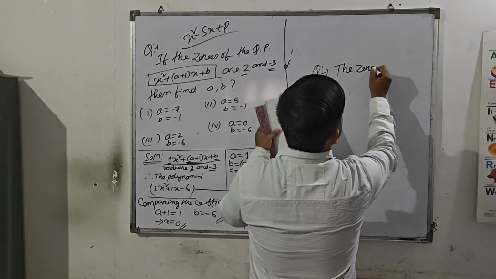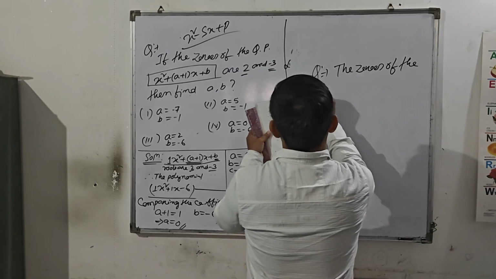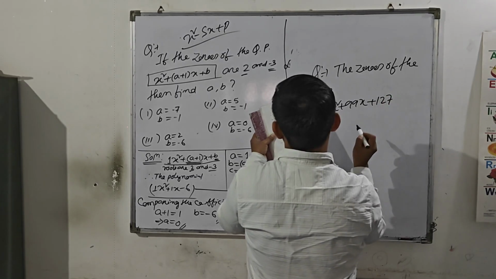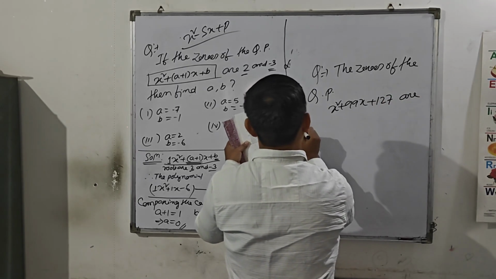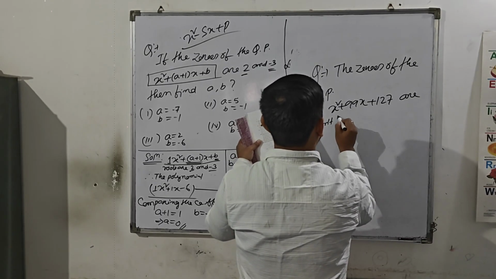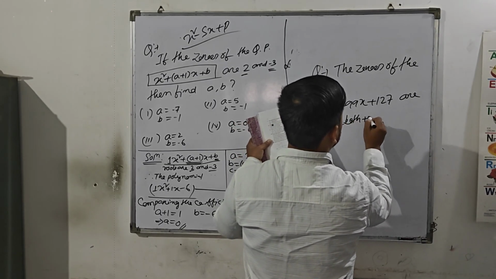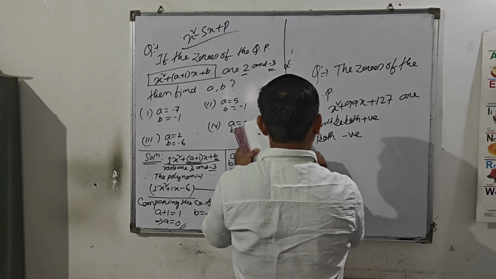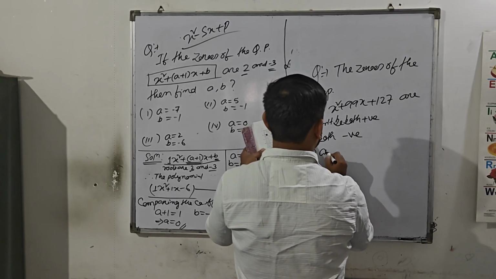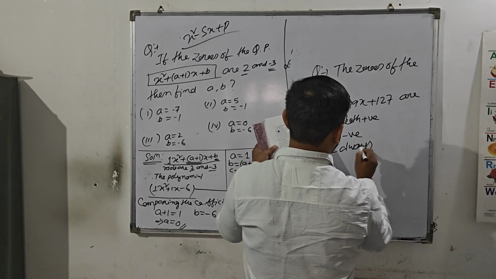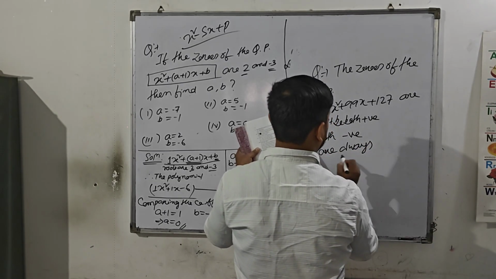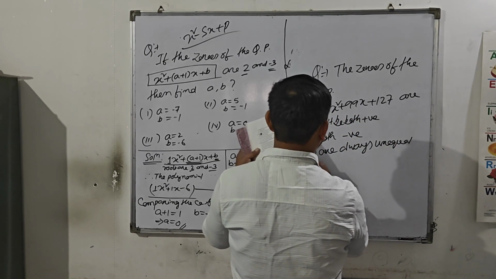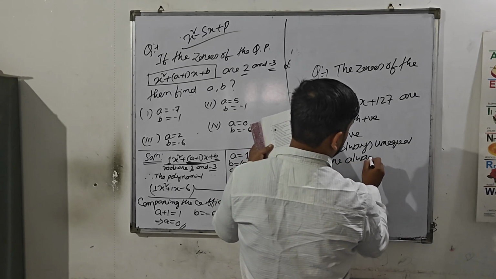The zeros of the quadratic polynomial x square plus 99x plus 127 are: option A, can be both positive; option B, both negative; option C, are always unequal; are always equal.